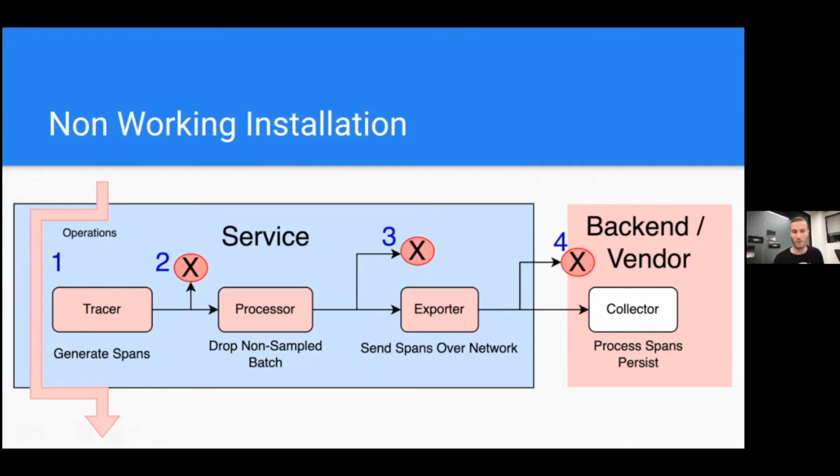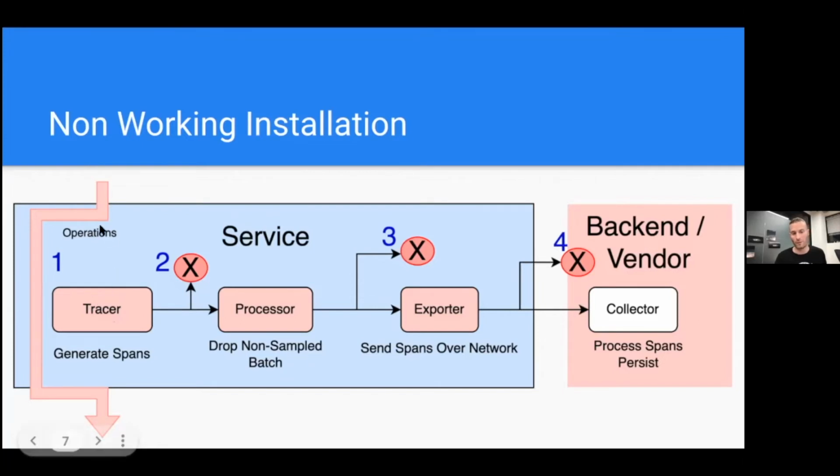Like a lot of users experience them, and I gave them numbers here. So the first one is the tracer, this is the place where spans are being born, they're being generated. So the first class of problems is where the tracer is not even being invoked.